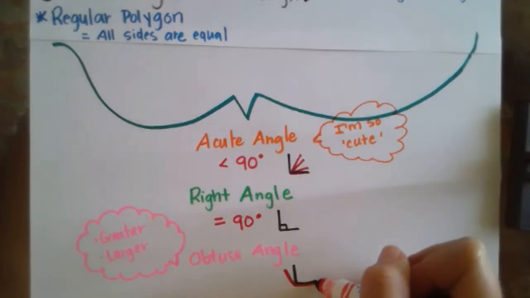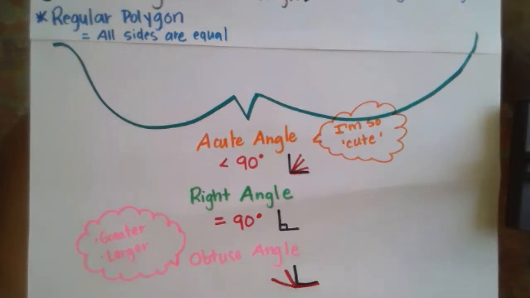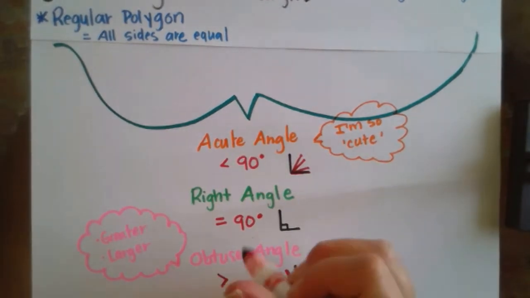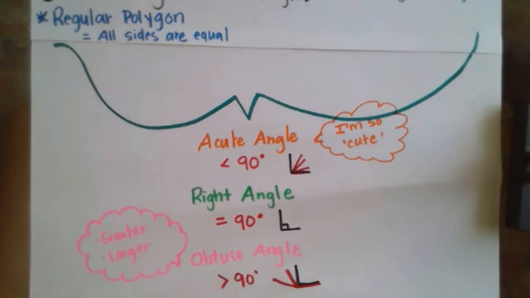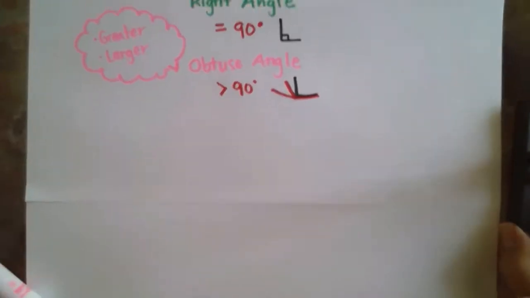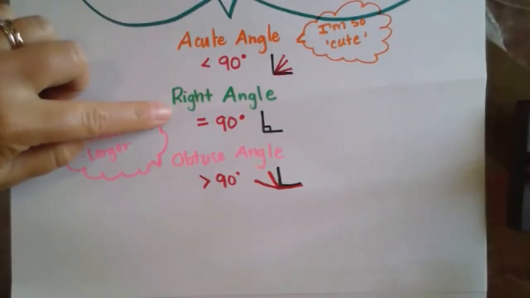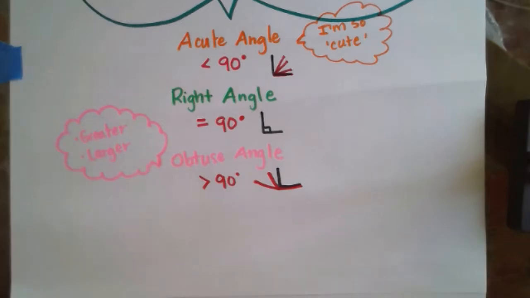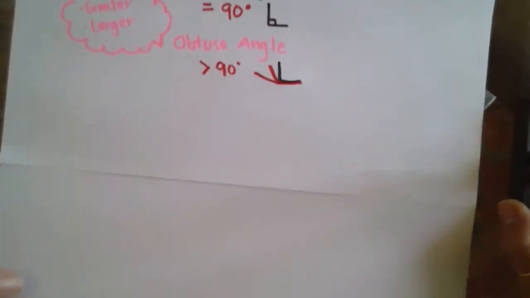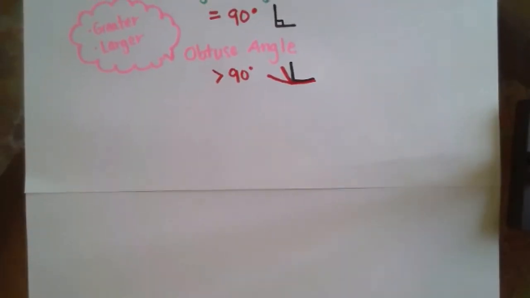Obtuse angles are always greater than 90 degrees. We can take these angles and we can identify triangles based on their angles. So we're going to draw one last tree map and identify triangles based on their angles. The first way we can is a right triangle.